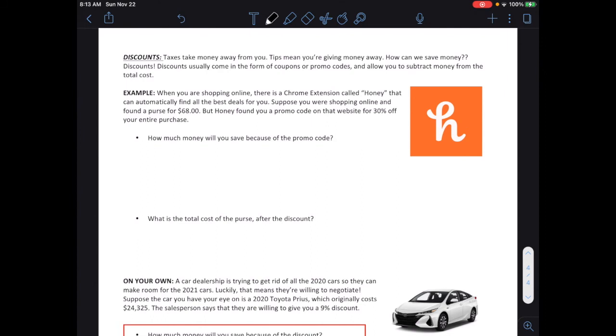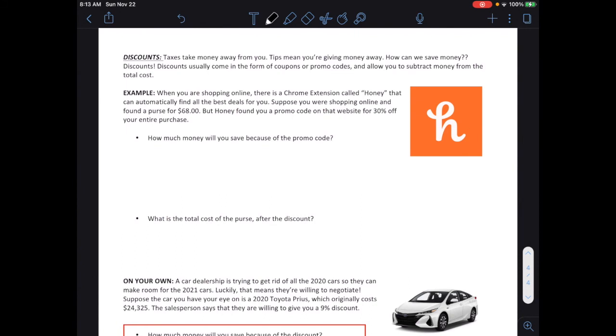So in this example, it says when you're shopping online, there's a Chrome extension called Honey that can automatically find all the best deals for you. Suppose you were shopping online and found a purse for $68, but Honey found you a promo code on that website for 30% off your entire purchase. So how much money will you save because of the promo code?